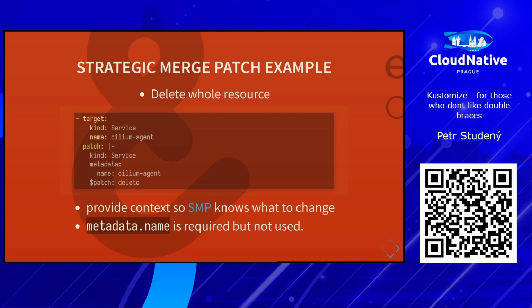If you would like to use the strategic merge on some custom resource definition, you have to declare the strategy in the API reference. Okay, so for the strategic merge, the metadata name is required. If you would like to patch several resources at once, you have to provide some metadata name. So you can write anything there. It is required, but it is not used.